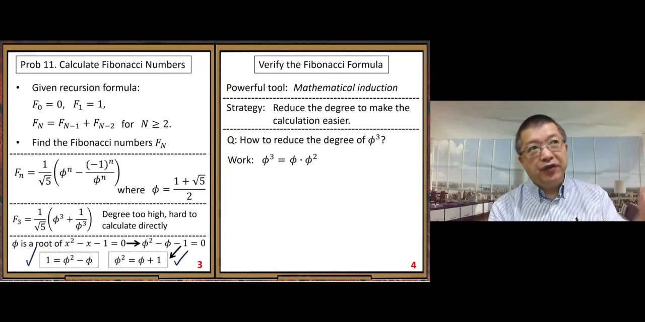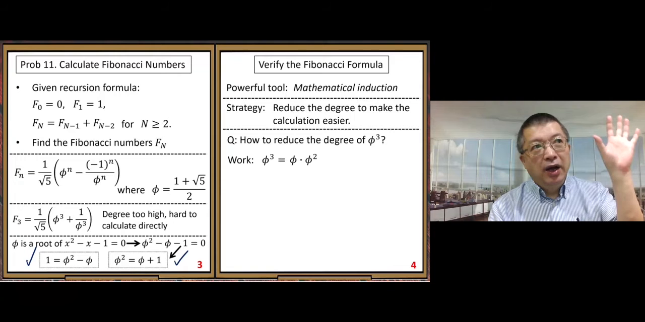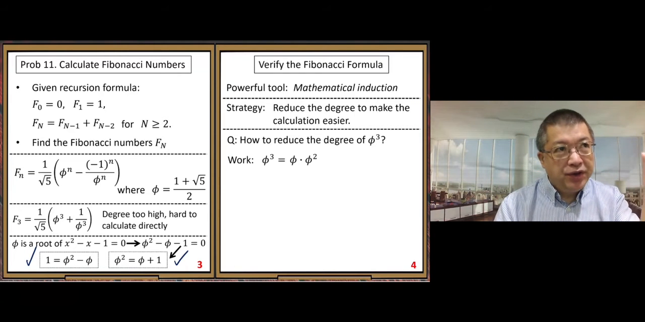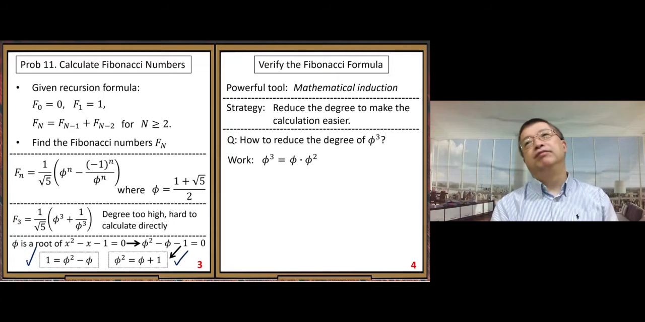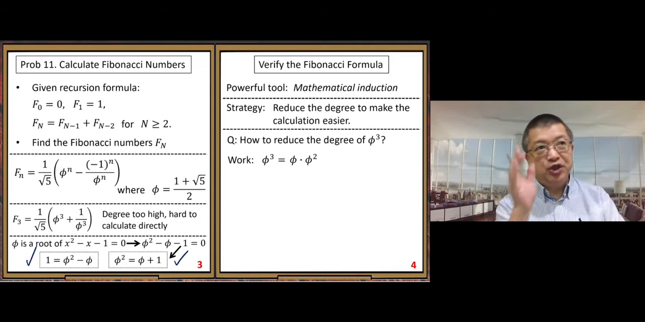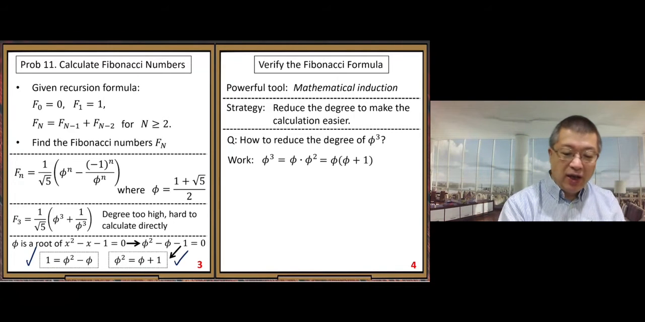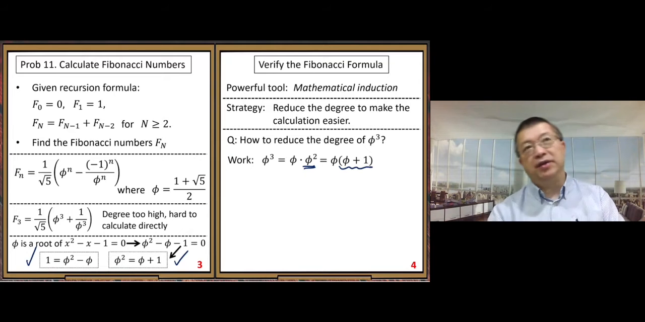Okay? So these 2 properties are very useful when we do formula transform. Sometimes we use the first one, sometimes we use the second one. Okay? Here, let me show you how to use these 2 properties. All right. Here, we replace phi squared by phi plus 1. So we use the second property.